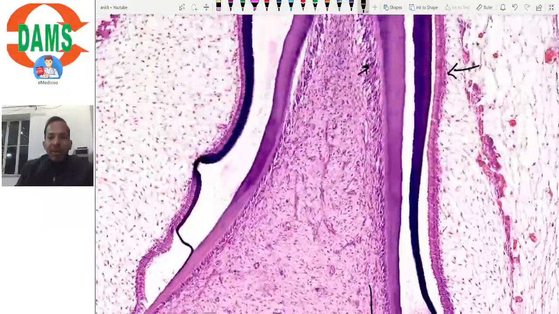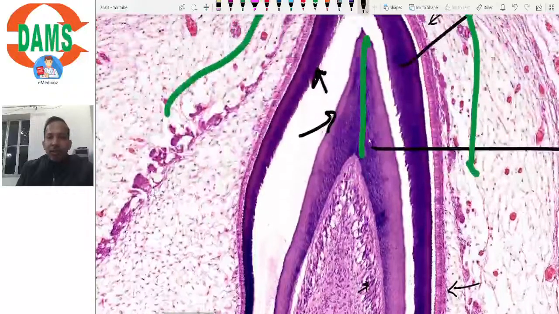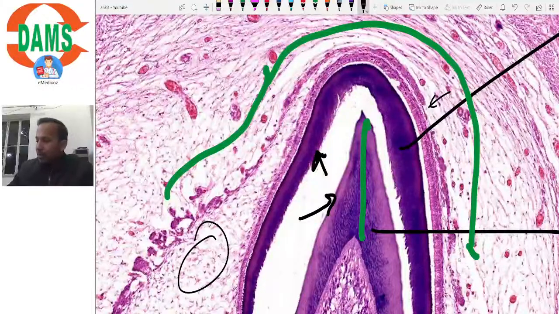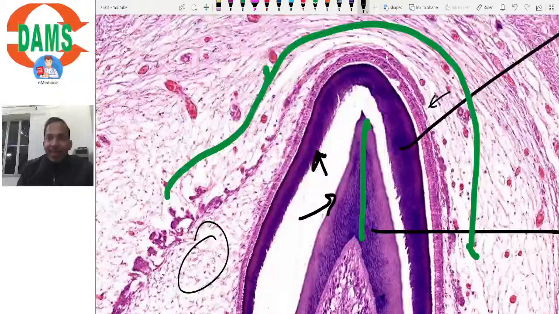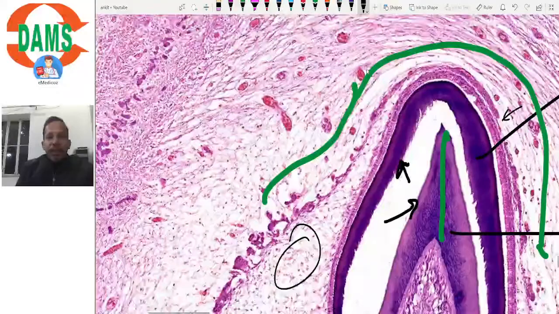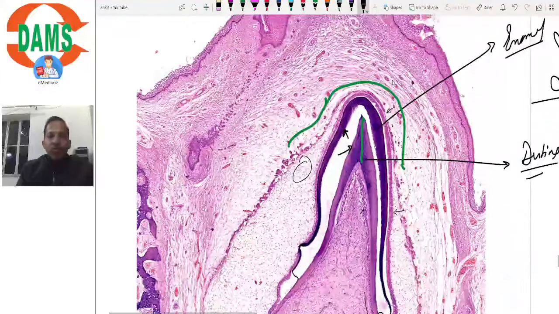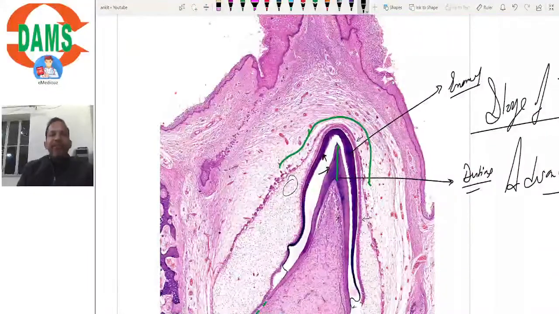You can easily identify these tissues in this diagram, isn't it? You can also see the stellate reticulum cells. Can you identify the dental sac in this diagram? If we zoom it out, I hope you can easily identify the dental sac.